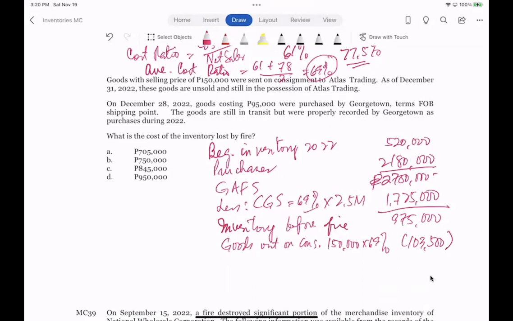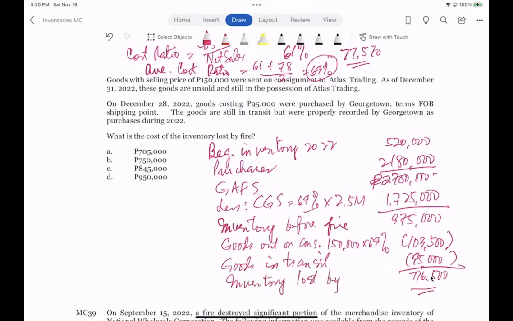And on December 28, 2022, goods costing 95,000 were purchased by Georgetown Terms FOB Shipping Point. The goods are still in transit but were properly recorded by Georgetown as purchases. So we have goods in transit amounting to 95. So 975 minus 103,500 minus 95,000. We have 776,500. Which is none among the choices.